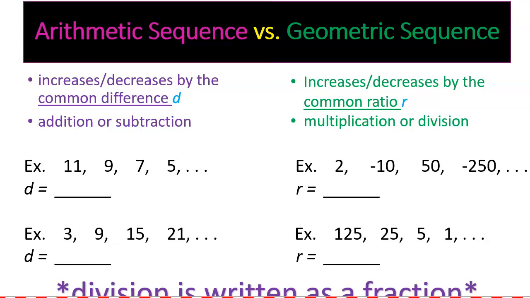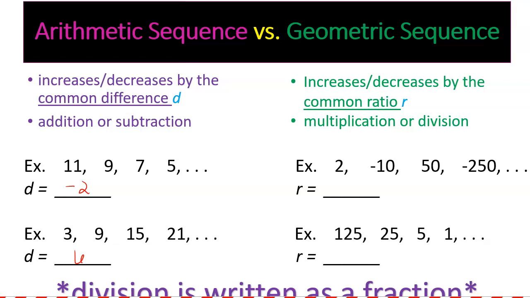Okay, so one more time, let's just review. You don't have to add this to your notes, but you can if you want to. Arithmetic sequences increase or decrease by the common difference, which we write as lowercase d. That lowercase d represents addition with a positive number or subtraction with a negative number, such as in this example. 11 minus 2 is 9, minus 2 is 7, minus 2 is 5. So my common difference is -2. 3 plus 6 is 9, plus 6 is 15, plus 6 is 21. So my common difference is +6, which tells me add 6.